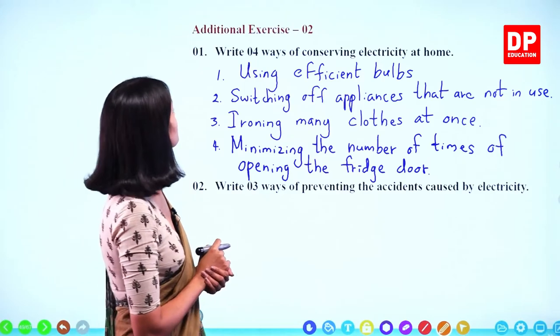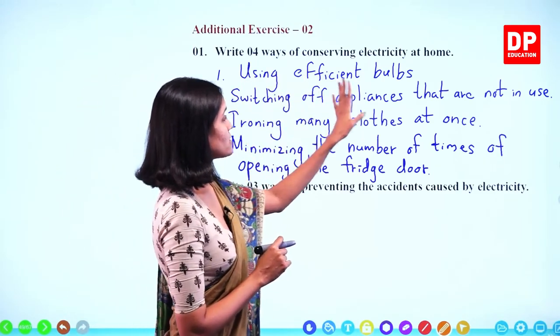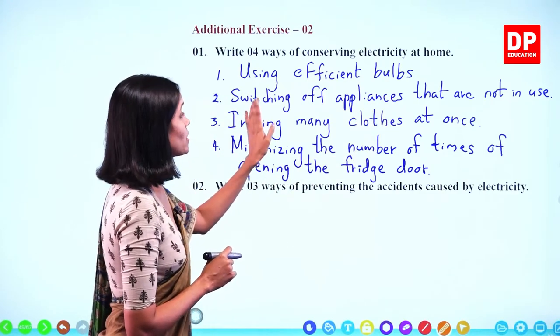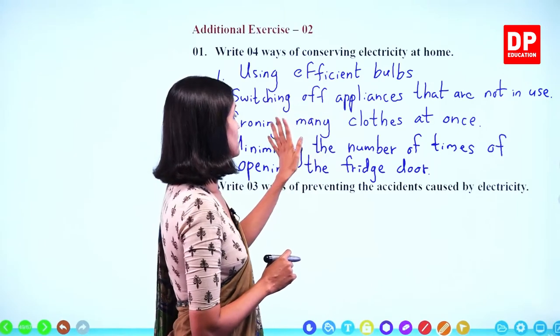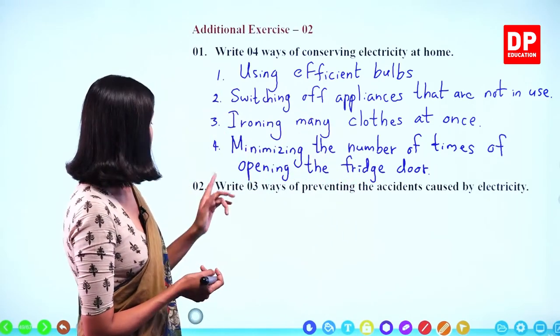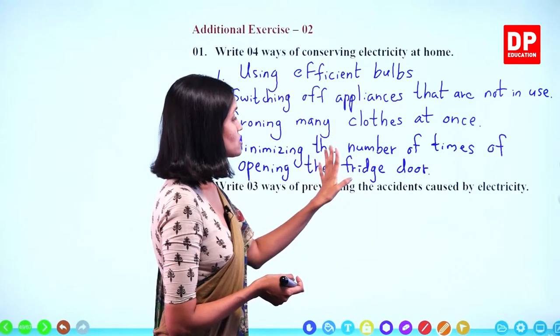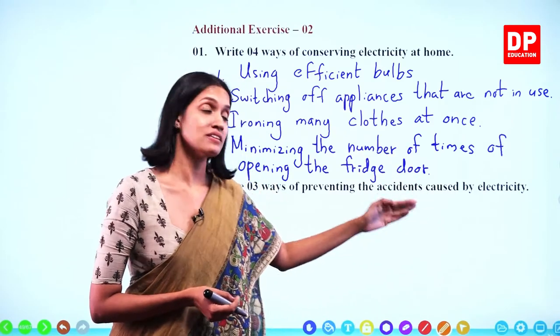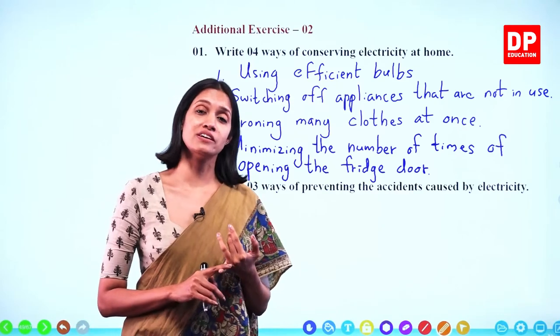Okay, children? Using efficient bulbs, switching off appliances that are not in use, ironing many clothes at once, minimizing the number of times of opening the fridge door. Okay, there are many other ways. Number 2. Three ways of preventing the accidents caused by electricity. Even under this one, we learned many methods. What are the ways, children?